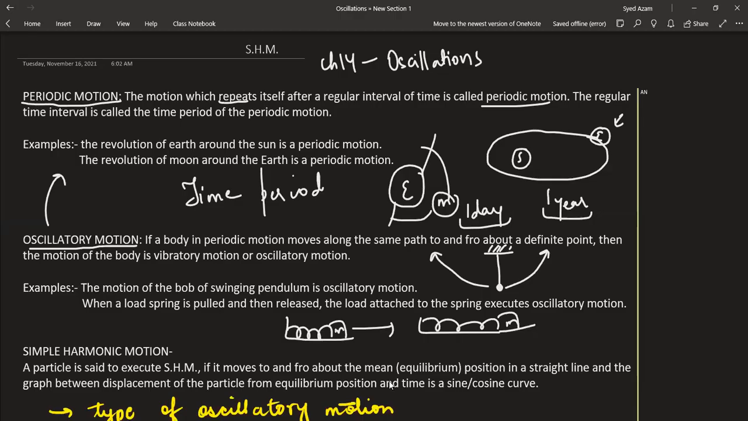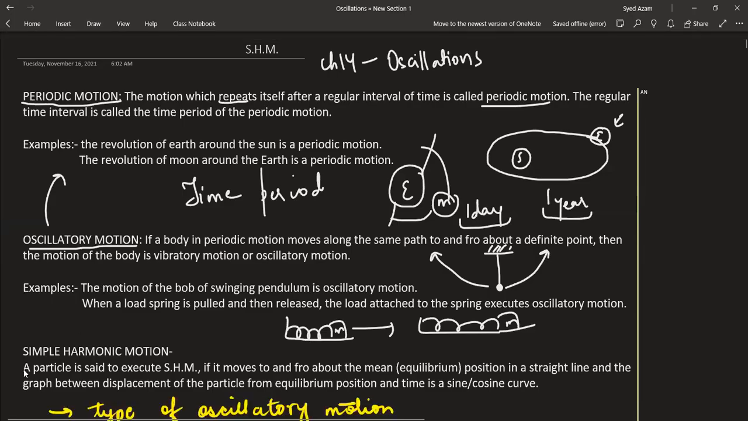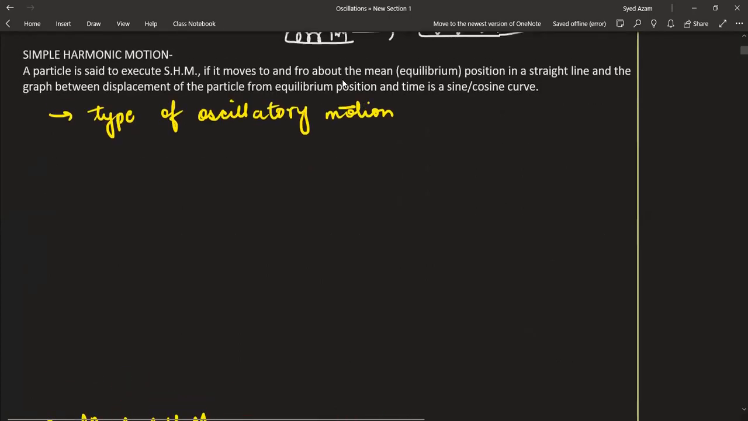What is simple harmonic motion? In simple harmonic motion, there are various conditions that have to be followed. If those conditions are fulfilled, then we say that SHM has occurred. Now, what are those conditions? A particle is said to execute SHM if it moves to and fro about the mean position, that is the equilibrium position, in a straight line.